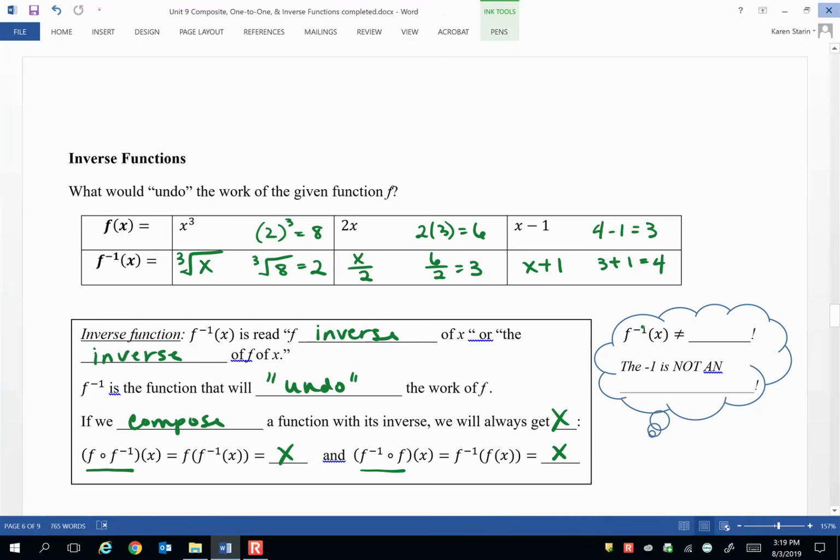What I want to make very clear is this is not f to the minus 1 power. It is not 1 over f of x. So when you see a minus 1 as a superscript in function notation, it is not an exponent. It is read f inverse.